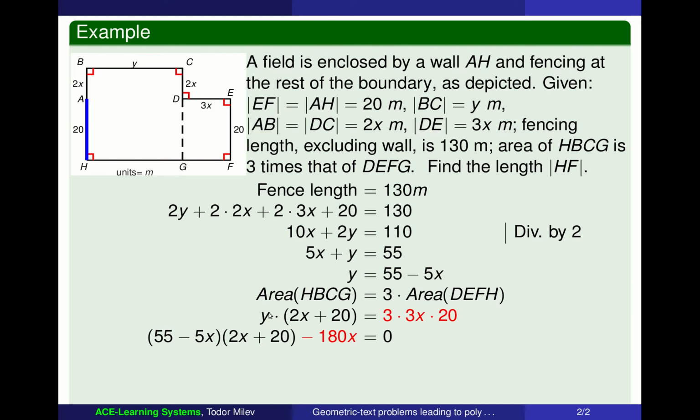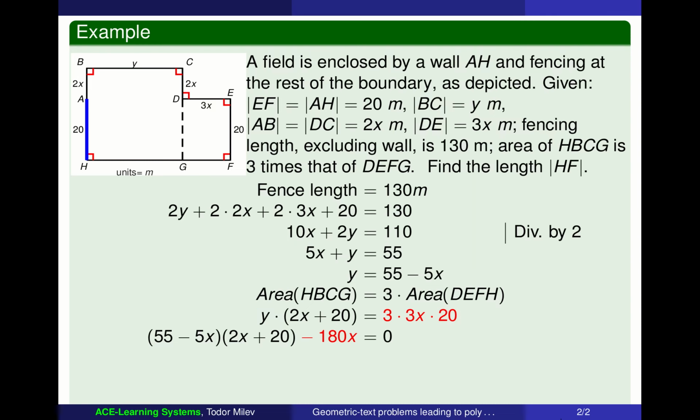Yes, I have done one more thing besides replacing y with 55 minus 5x. I have taken this term and transferred it to the other side. And it seems that I have simplified this term into 180x. Is that the case? Well, let's see. 3 times 3x times 20 is equal to 9 times x times 20, which is equal to 9 times 20, that gives me 180. So 180x. So on this side, I'm having 180x. And when I transfer it to the left-hand side, it acquires a minus.